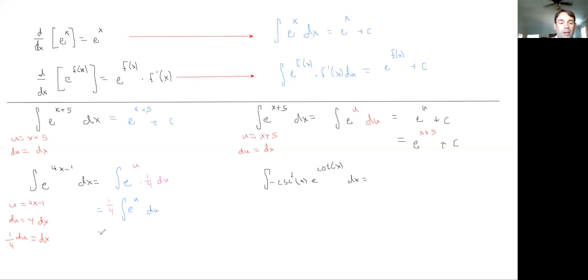And now I can go ahead and take the integral of that. The integral of e to the u is e to the u plus c. So 1/4 e to, let's plug our exponent back in there, 4x minus 1, plus c.